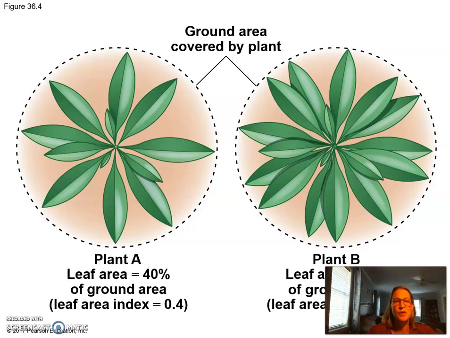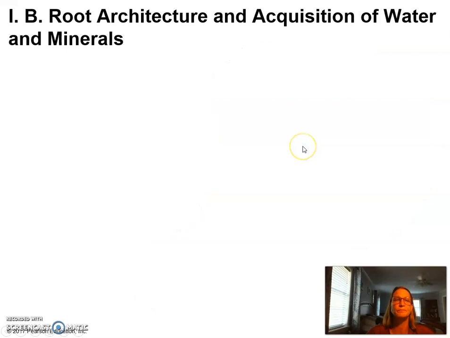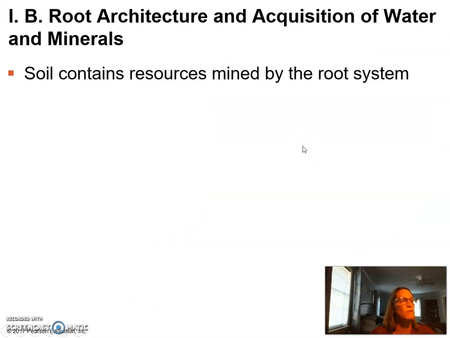This is an example of the leaf area index, and you can see in this one right here on the left, there's not very many leaves being shaded out. This plant is doing pretty well. This one, there are a lot of leaves being shaded, and so that plant will self-prune and drop some of its leaves. We also talked a little bit about roots.